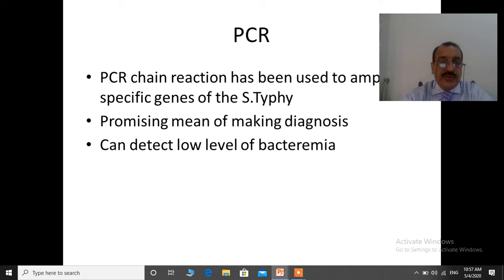So it is a very promising means of making a diagnosis, and it can detect very low levels of bacteremia. So it is helpful in the early diagnosis of typhoid fever, but it is not freely available, and moreover its cost is also a big factor, which makes the patient unable to get this test done in the laboratory.